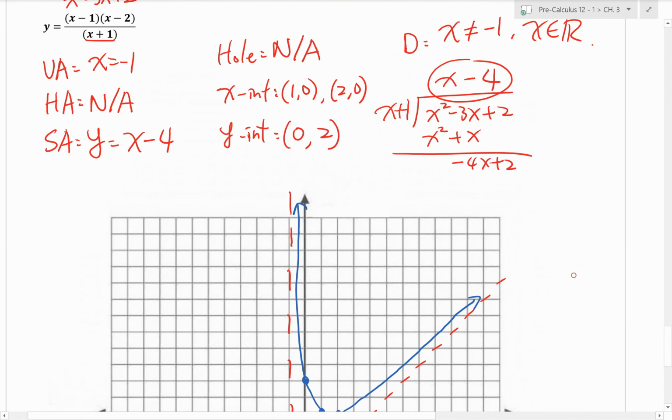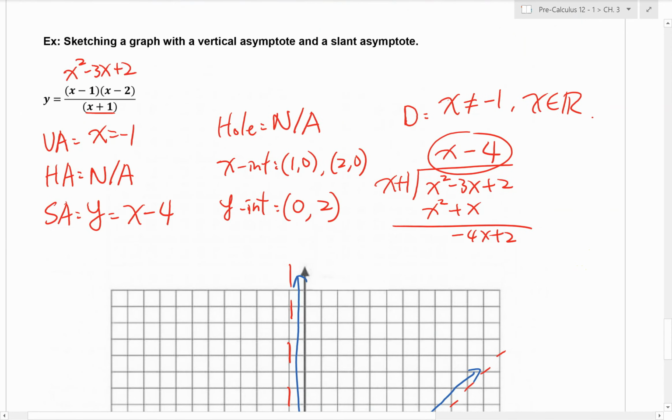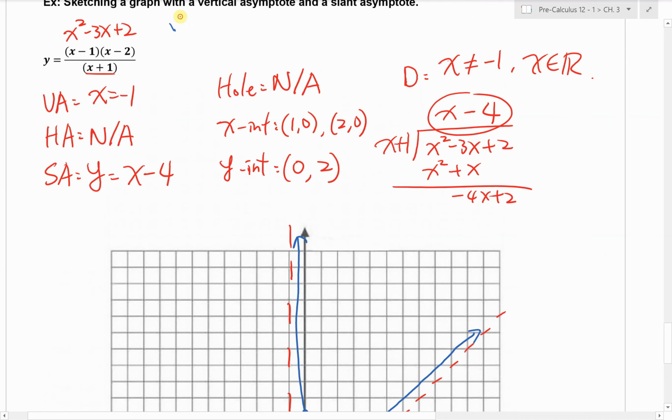We need some points. So what was the vertical asymptote? It was -1. So what I'm going to do is put -3 in here. So -3 minus 1, -3 minus 5, -3 plus 1. This is -4 times -8 divided by -2. Oh, times. This is 16. Oh, kind of big.